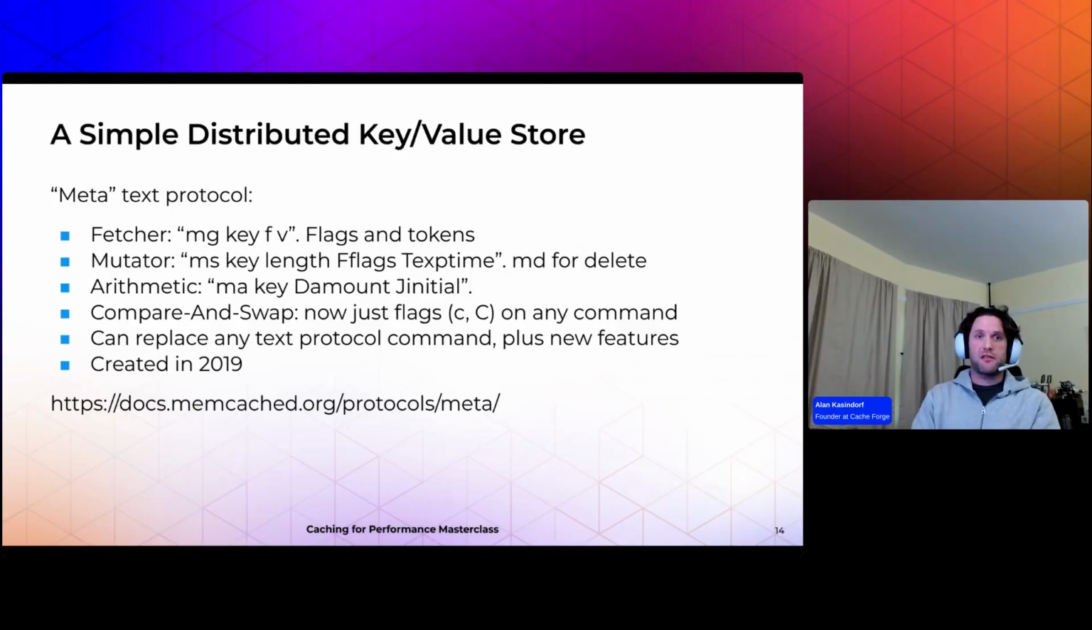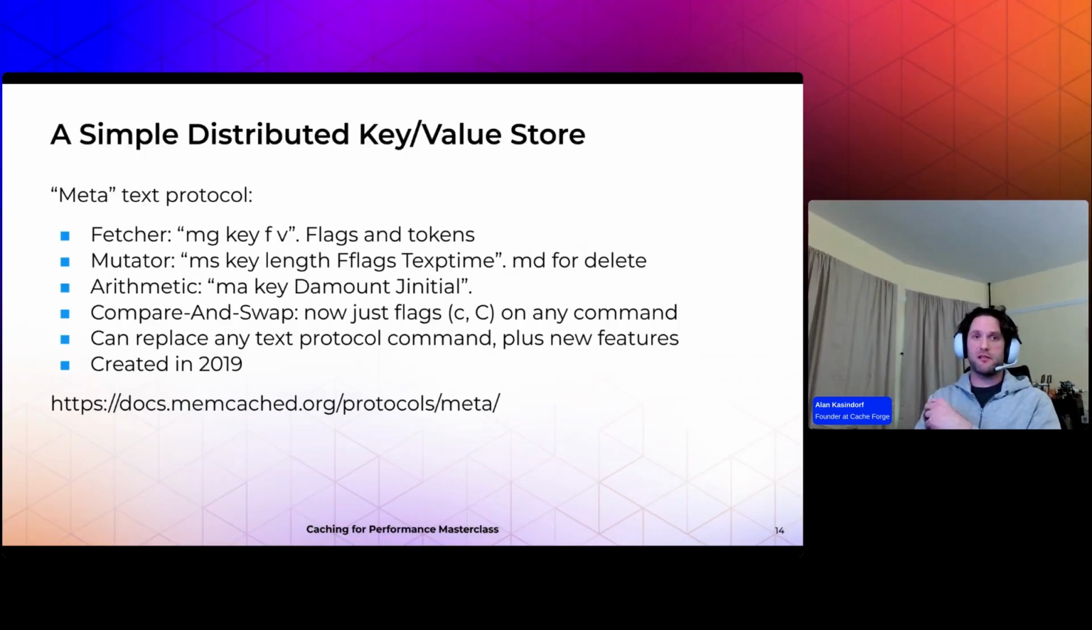And notice we're using the singular now. We had fetchers and mutators in the first slide. Now we have fetcher and mutator and arithmetic. These are MG, MS, MA, and you fetch your key, and you have flags, and the flags describe what data you want to get or want to affect in your command. And just as before, we had compare and swap, but now it works on every command for every situation.